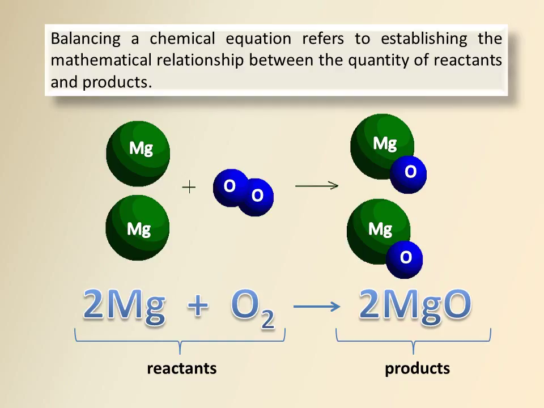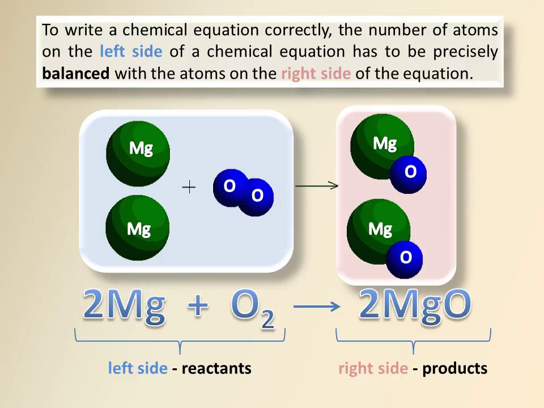Balancing a chemical equation refers to establishing the mathematical relationship between the quantity of reactants and products. To write a chemical equation correctly, the number of atoms on the left side of a chemical equation has to be precisely balanced with the atoms on the right side of the equation. Left side: reactants. Right side: products.